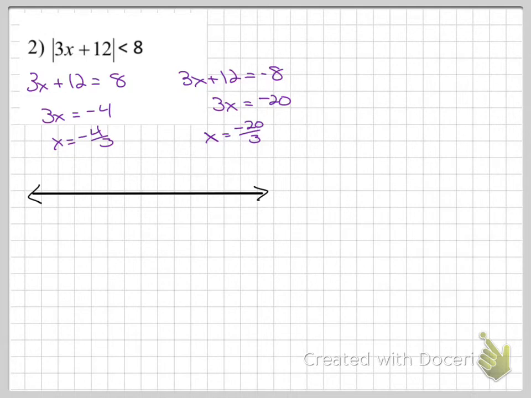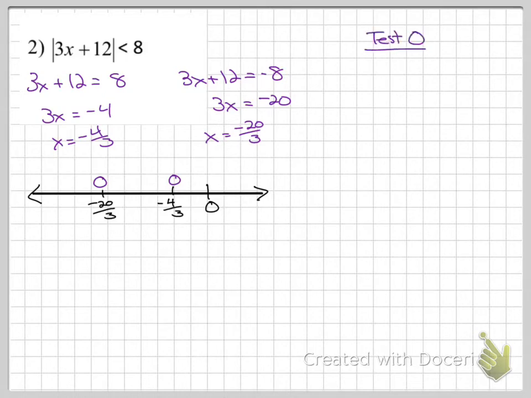Both of my boundary points are negative, so I'm going to put 0 over here. Negative 4/3 is going to be closer to 0, and negative 20/3 is going to be further away from 0. Solid or hollow dots, do you know? The question does not have an equal to bar, so hollow dots. Again, it's either going to go out, out, or in. So let's test 0 again.